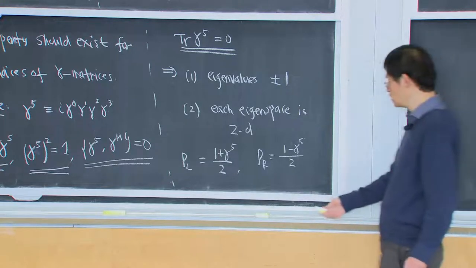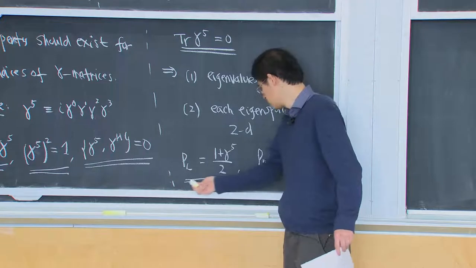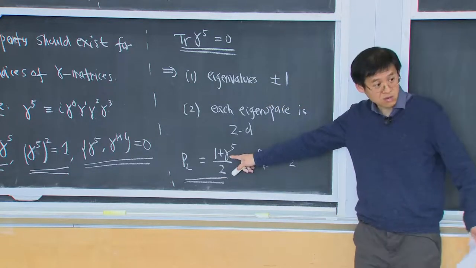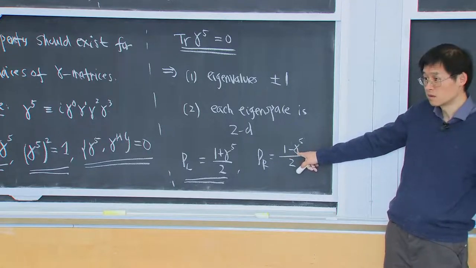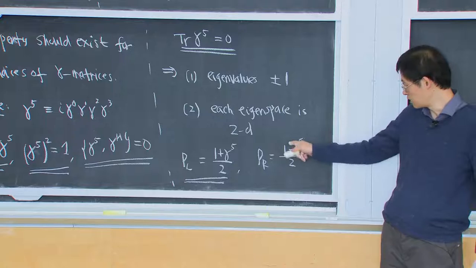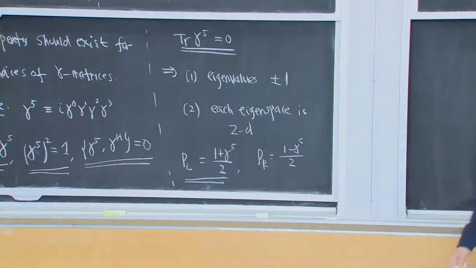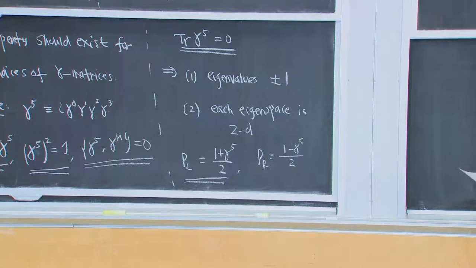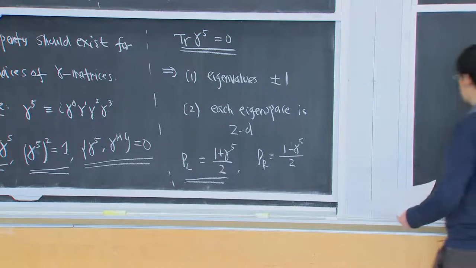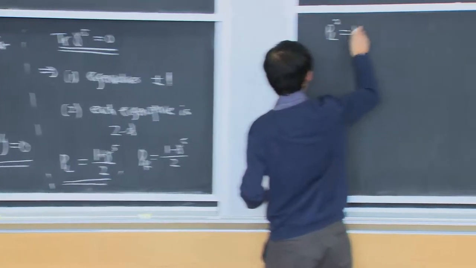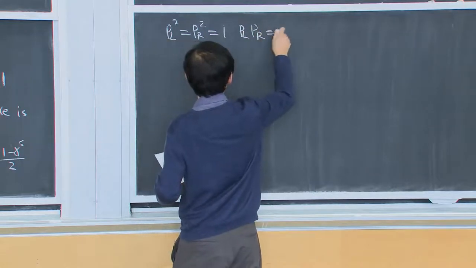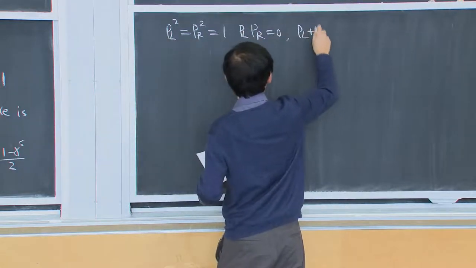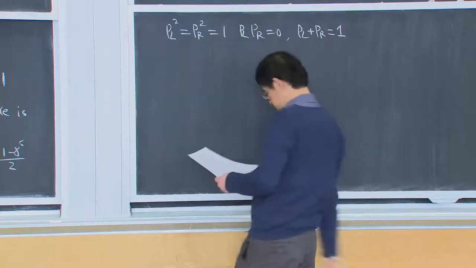So this will project into the eigenspace with the eigenvalue plus 1. And this will project into the eigenspace with minus 1. So you can check they are really projectors. So PL squared equals PR squared equals 1, and PL PR equals 0, and PL plus PR equals the identity. Okay?